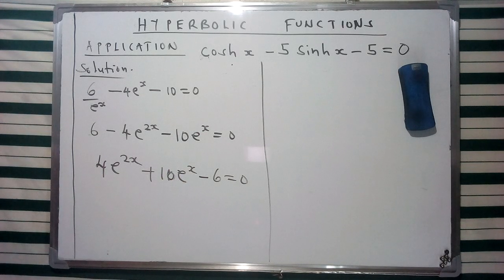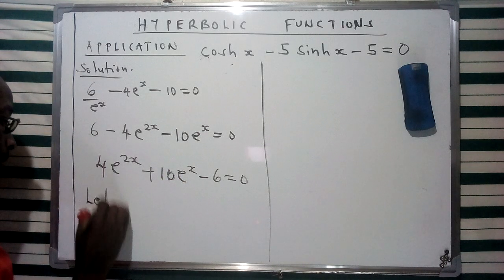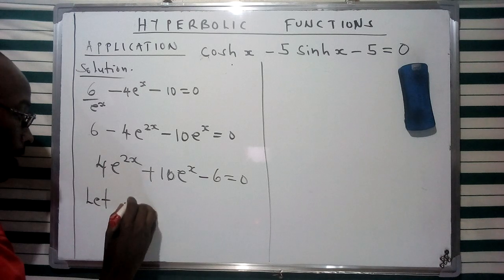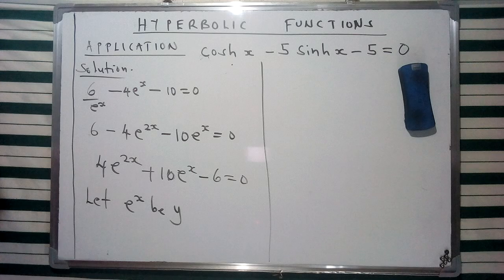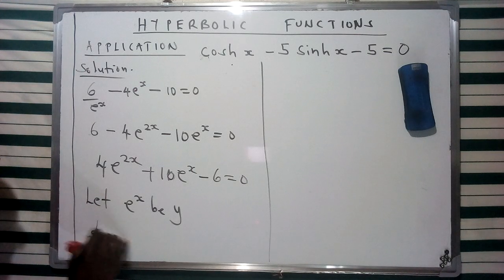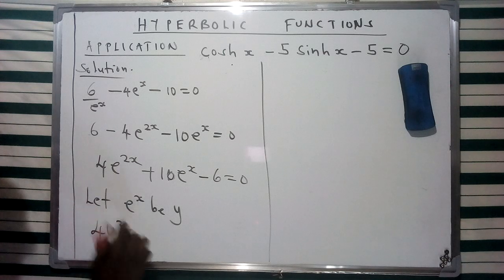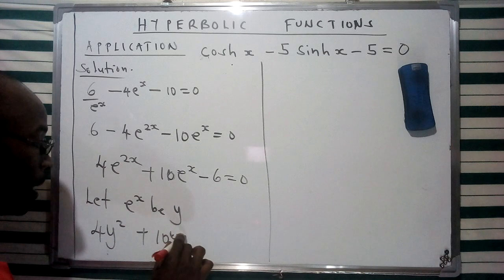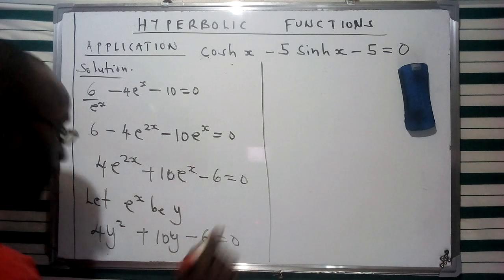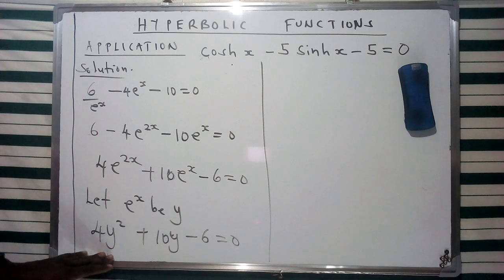And therefore from this one we can say let this complex part, which is e raised to power x, be represented as y. And therefore we can perform an evaluation of 4y squared for the first one, plus 10y minus 6 is equivalent to 0. From this one we can use the normal evaluation of a quadratic equation in order to find the value of that specific function.